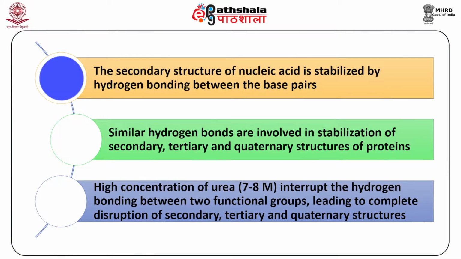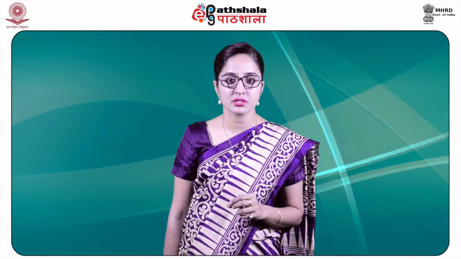The secondary structure of nucleic acid is stabilized by hydrogen bonding between the base pairs. Similar hydrogen bonds are involved in stabilization of secondary, tertiary and quaternary structures of proteins. High concentration of urea, that is 7 to 8 molar, interrupts the hydrogen bonding between two functional groups, leading to complete disruption of secondary, tertiary and quaternary structures. Denaturing gel can be performed by running the oligomers on 20% PAGE containing 7 molar urea.